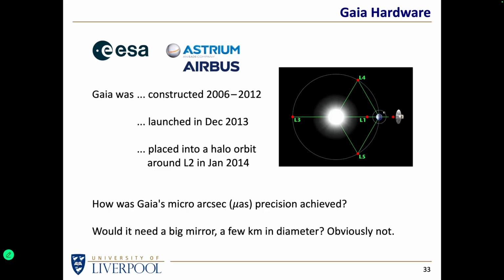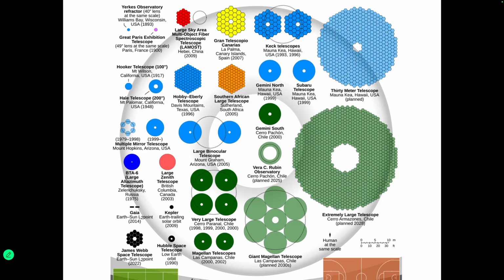Do you need a mirror a few kilometers in diameter? Well, obviously not. From what we've just seen, Gaia is only a few meters or so in size. If we compare the size of various mirrors, here all shown to scale, the largest telescope at the moment is Gran Telescopio Canarias. It will be overtaken before too long by the extremely large telescope shown on the right-hand side.